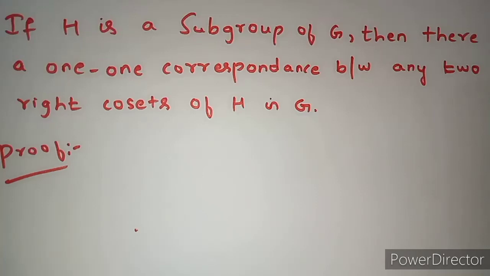Hi everyone, in this video I will be talking about a theorem based on right cosets and left cosets. So here is the theorem. The theorem says if H is a subgroup of group G, then there is a 1-to-1 correspondence between any two right cosets of H in G. That means they have given group G and subgroup H, and we have to show that there is a 1-to-1 correspondence between two right cosets of H in G.